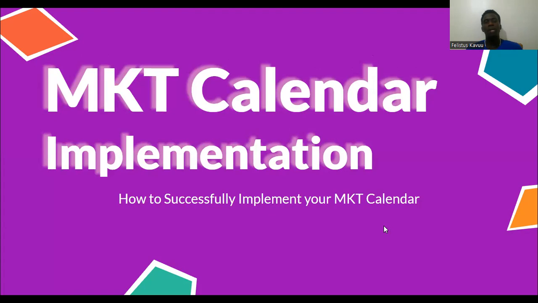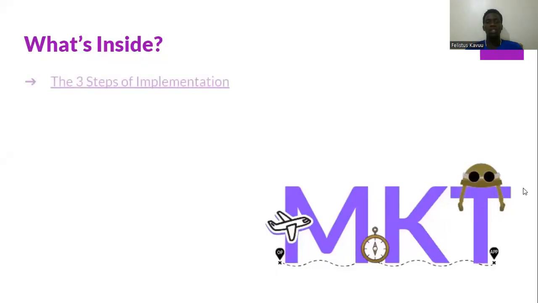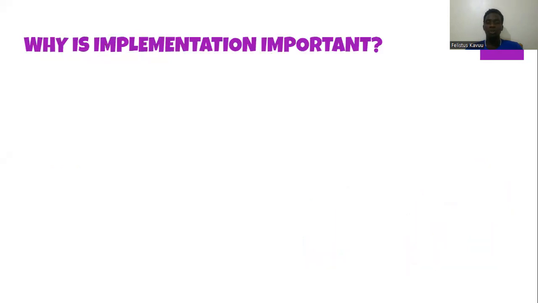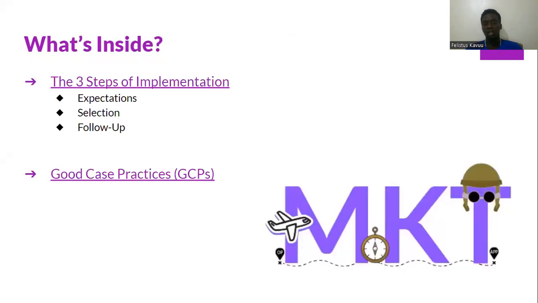So let's today talk about marketing calendar implementation and how to successfully implement your marketing calendar. I'm going to talk about three steps of implementation, which are expectation, selection, and follow-up. Also, we're going to talk about good case practice, how we're going to practice what went well.